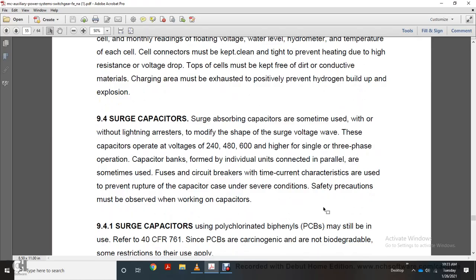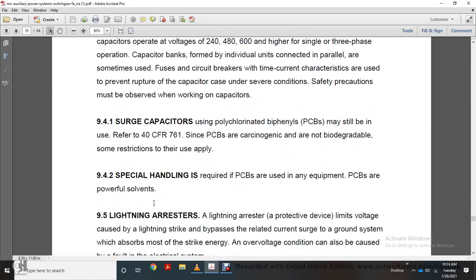A surge capacitor, or surge absorbing capacitor, is sometimes used with or without lightning arresters. It modifies the shape of the surge voltage wave. These capacitors operate at 240, 480, and 600 volts, single or three-phase. Capacitors are formed from individual units connected in parallel and are sometimes fused. Circuit breakers with time characteristics are used to prevent rupture of capacitor cases. Several safety precautions must be observed when working on capacitors.